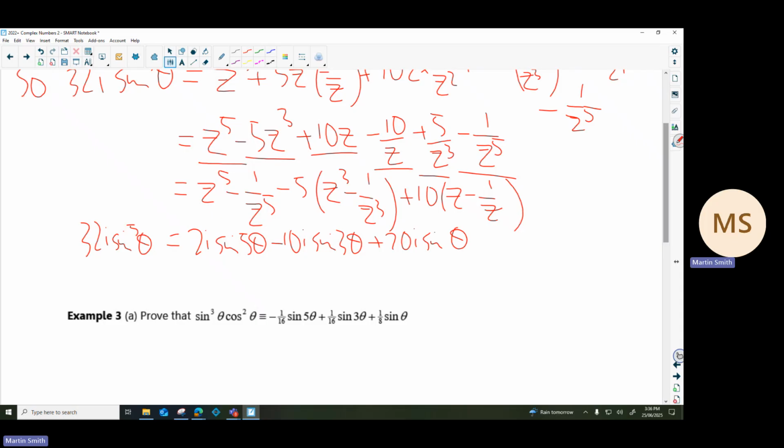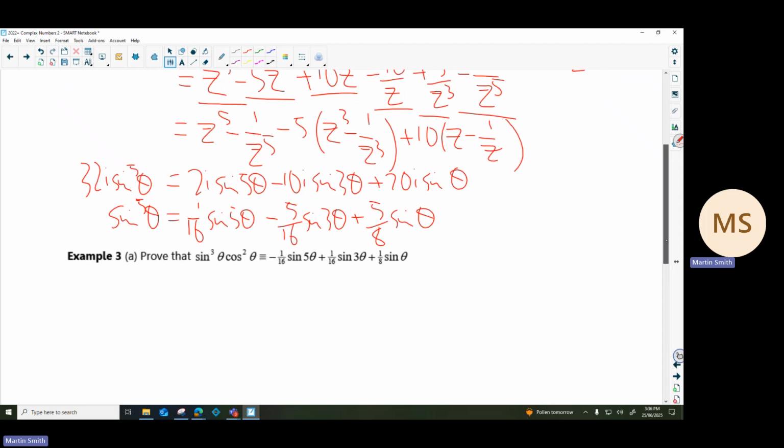Now, my final trigonometry should not have any i's in, and hopefully you can see at this stage, every single term on the left and the right has a factor of i, so the i's will all cancel out. So essentially, if you divide through by 32i, you'll be left with sine to the 5 theta is 2i over 32i, which is 1/16 of sine 5 theta, minus 10i over 32i, which is 5/16 sine 3 theta, plus 20i over 32i, which I think is 5/8 sine theta, is the identity we want.